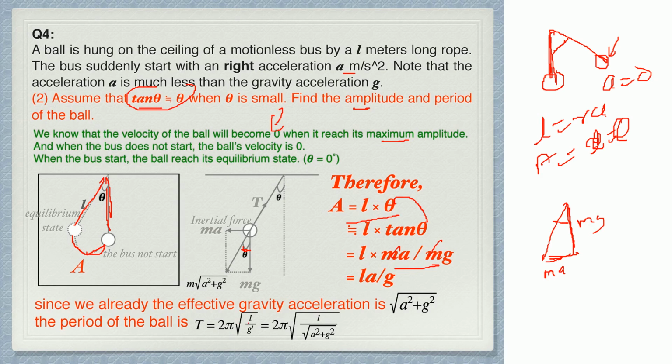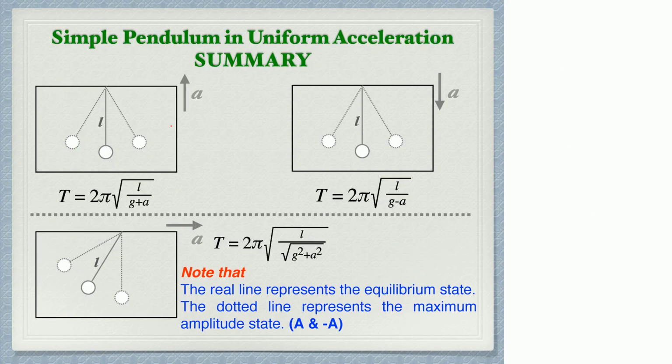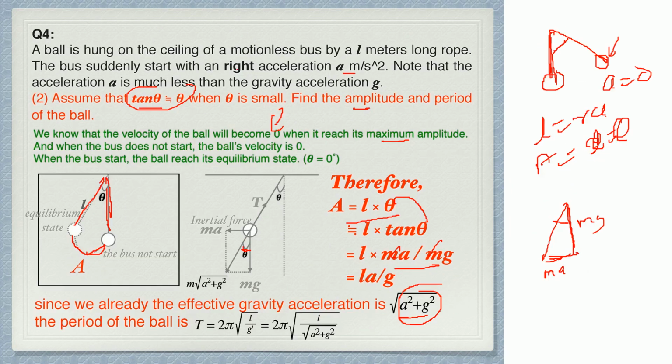Since we already have the effective gravity acceleration, which we just found in the previous discussion, T equals 2 pi under root L by g, where g is under root a squared plus g squared. So the amplitude will be at this position, and the period will be T equal to 2 pi under root L by under root a squared plus g squared. And this amplitude will be L a by g.